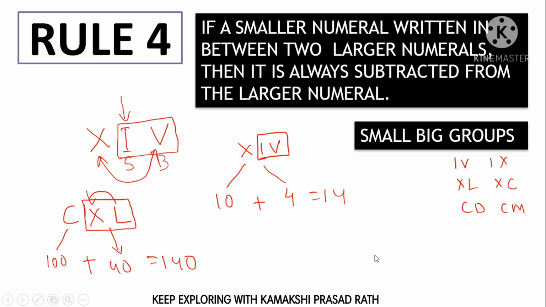So this way we have to remember the small big groups every time, then only we can do them easily. So these 6 groups you have to remember, IV, IX, 4, 9, 40, 90, 400, 900. These 6 groups we have to remember so that our work becomes easier.